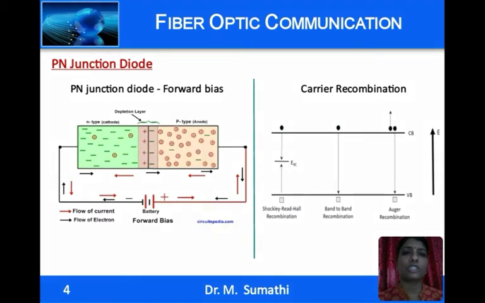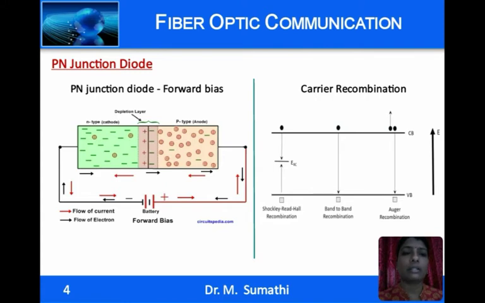Let us look into the operation of a PN junction diode. PN junction is made up of P-type material and N-type semiconductor material. The N-type material, which is made of pentavalent or group 5 elements, has majority carriers as electrons, and the P-type material, which is made of group 3 or trivalent elements, has holes as the majority carriers. And the junction that is formed between the P and N regions is depleted of charge carriers and it is called the depletion region.